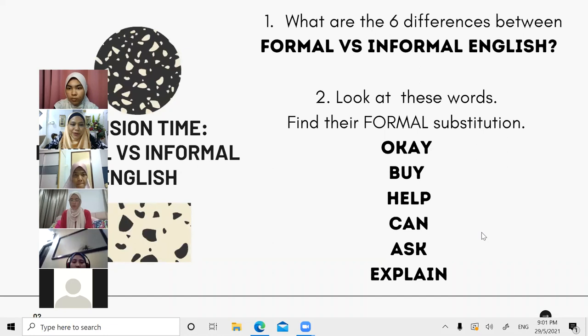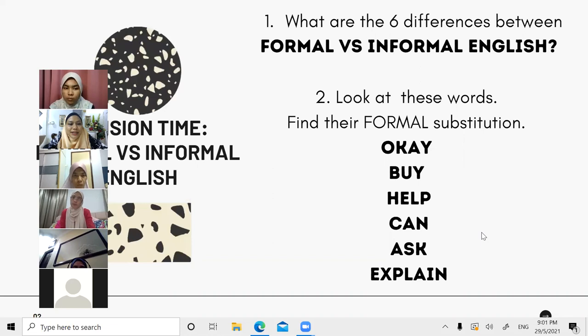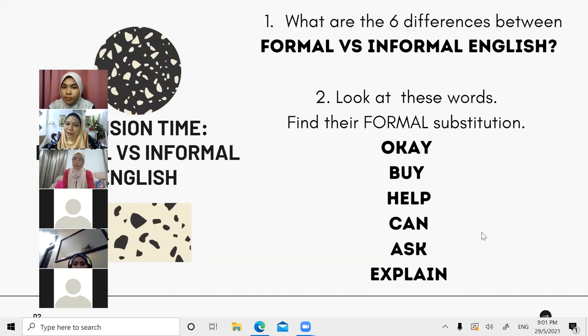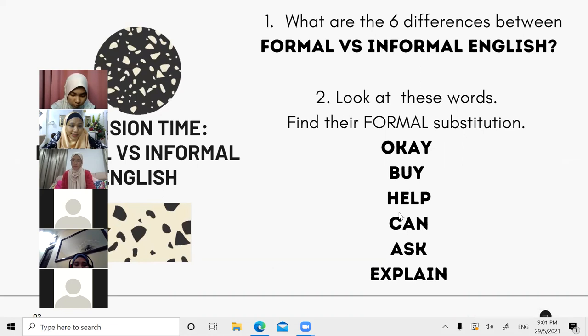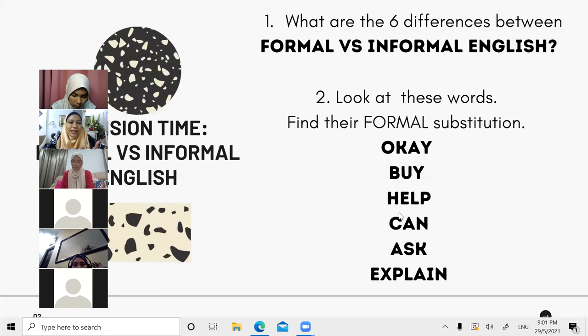Right. What about the second one? Buy. Purchase. Yes. You always see this on Shopee. You always see this on GrabFood. So buy is purchase. What about help? Assistance. Yes. Could you provide me some assistance in this matter? When you're writing email, you will be writing that also. I would require assistance in this matter.